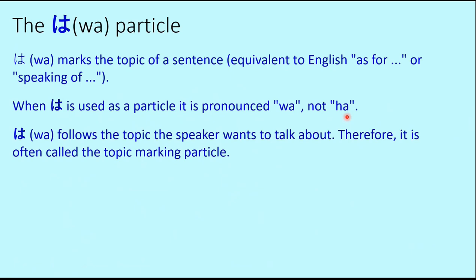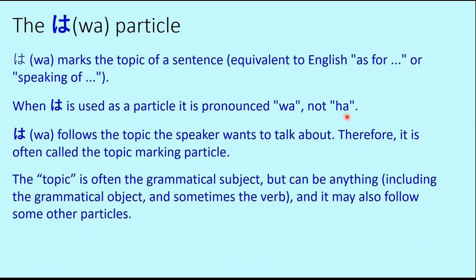So next, wa follows the topic the speaker wants to talk about, that is the subject. Therefore, it is often called the topic marking particle. The topic is often the grammatical subject, but can be anything, including the grammatical object and sometimes the verb, and it may also follow some other particles.